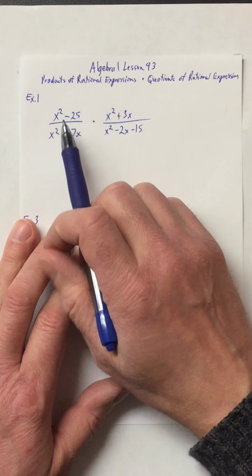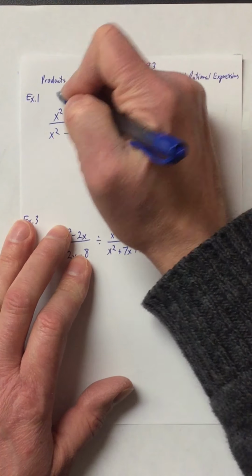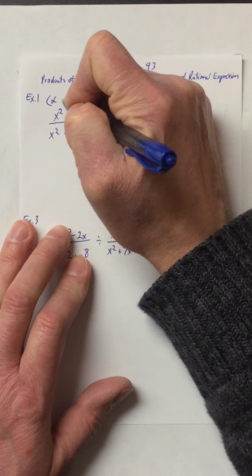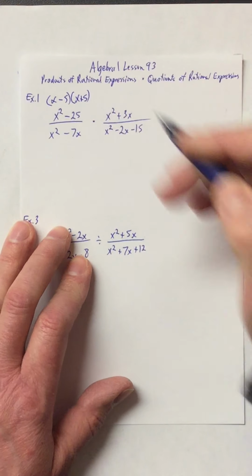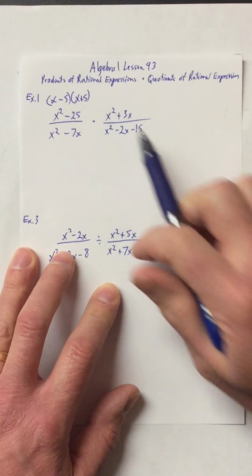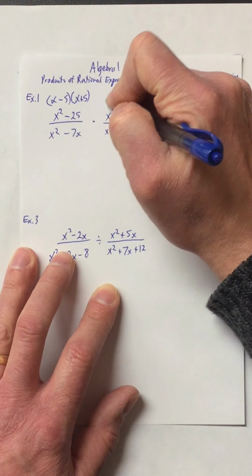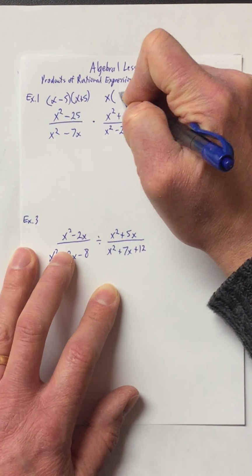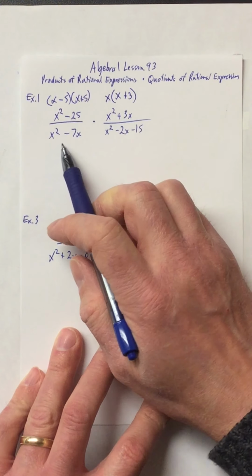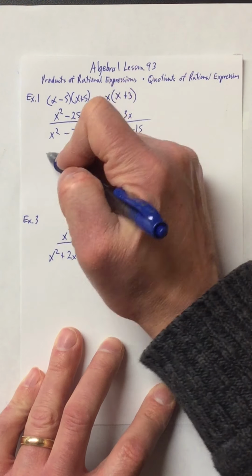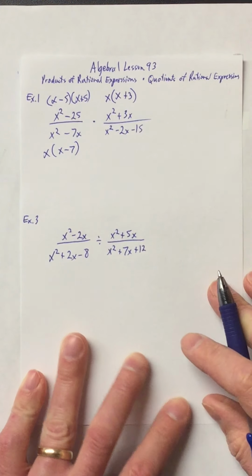So, as you see here, the x squared minus 25 can actually factor into x minus 5 and x plus 5, so two binomials. On the top here, we can't do that, but we can factor out an x. So if we take an x out, we have an x plus 3 left. On the bottom, once again, we take out an x. When we do that, we're left with x minus 7.